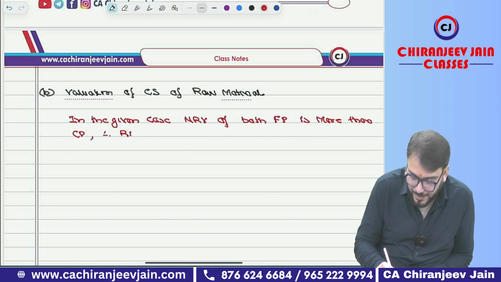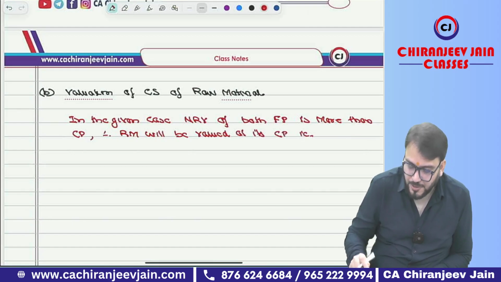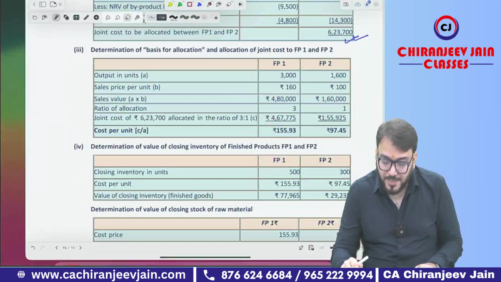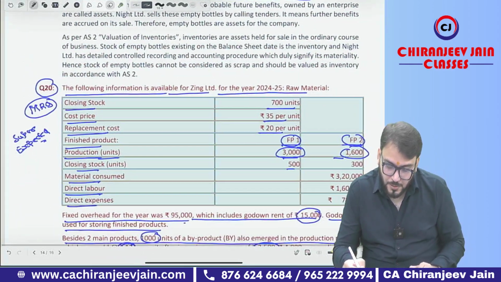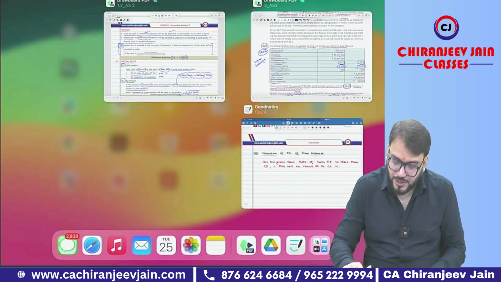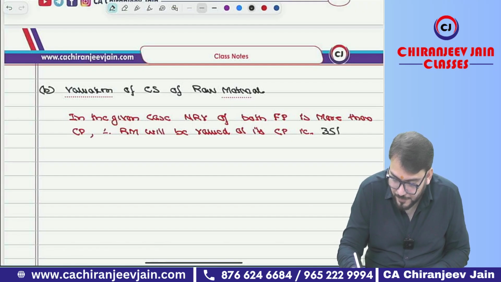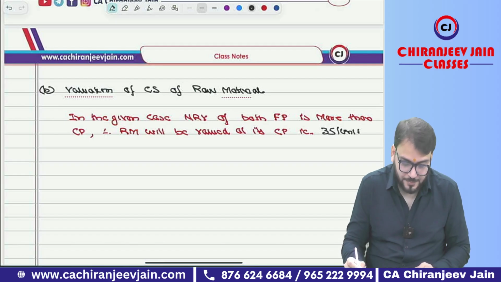Therefore, raw material will be valued at its cost price, that is rupees how much? The cost price is given, how much? Check. The cost price is 35 rupees per unit. Okay, sir. That is rupees 35 per unit.